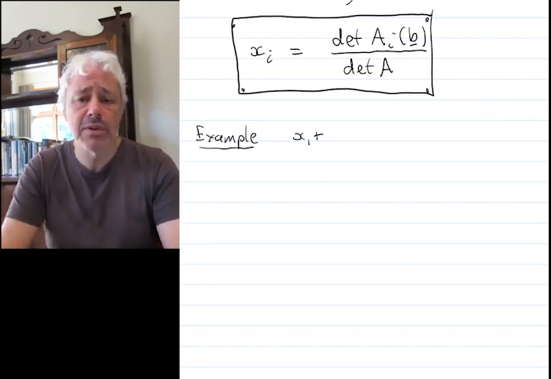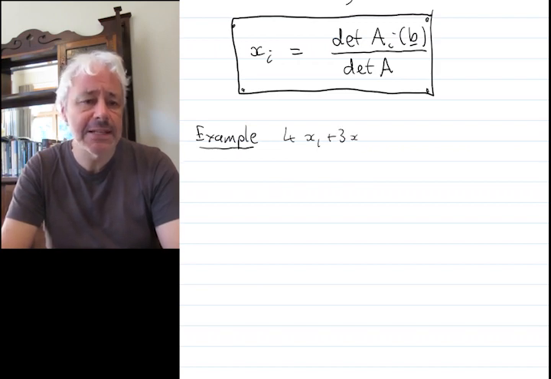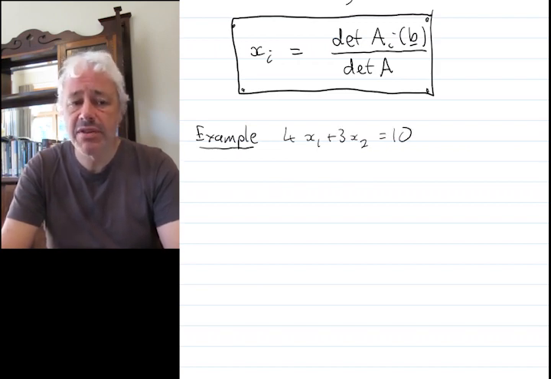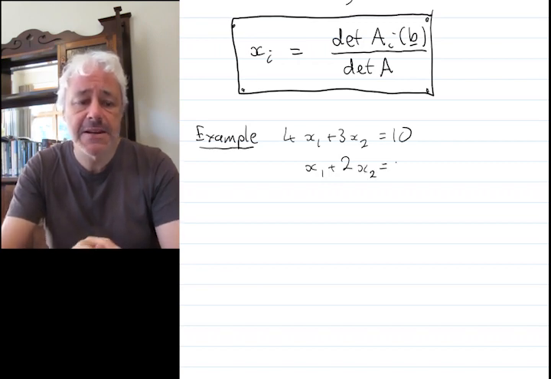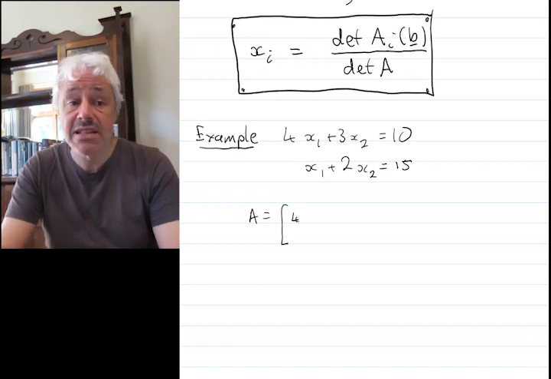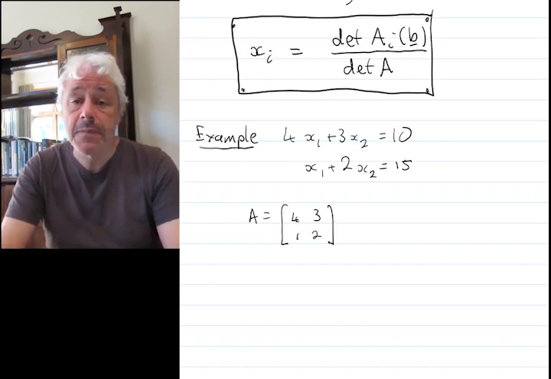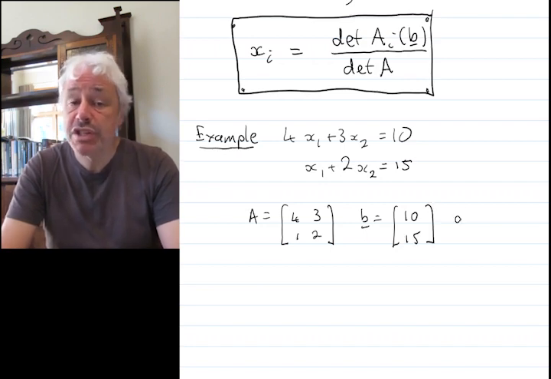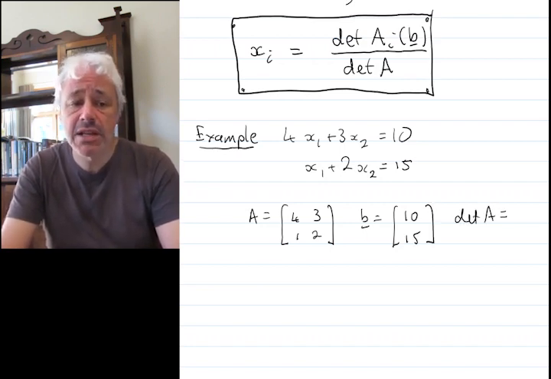Now we are actually going to prove Cramer's rule. It's possible to do it with all the tools that we know already, but first let's do an example. So here's a linear system. 4x1 plus 3x2 equals 10. x1 plus 2x2 equals 15. So I write down the coefficient matrices. Matrix A is [4, 3; 1, 2]. The right hand side B is (10, 15). The determinant of A, that's 4 times 2 minus 1 times 3, that's 5.